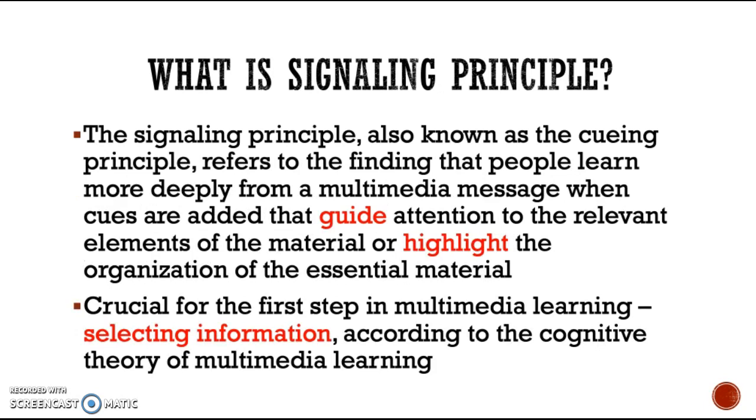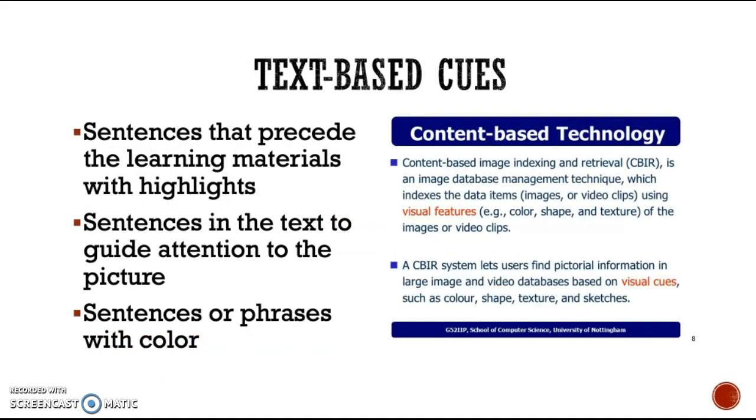So what is the signaling principle? The signaling principle, also known as the cueing principle, refers to the finding that people learn more deeply from a multimedia message when cues are added that guide attention to the relevant elements of the material or highlight the organization of the essential material. It is also crucial for the first step in multimedia learning, which is selection of information, according to the cognitive theory of multimedia learning. There are three types of cues that are introduced in our textbook.